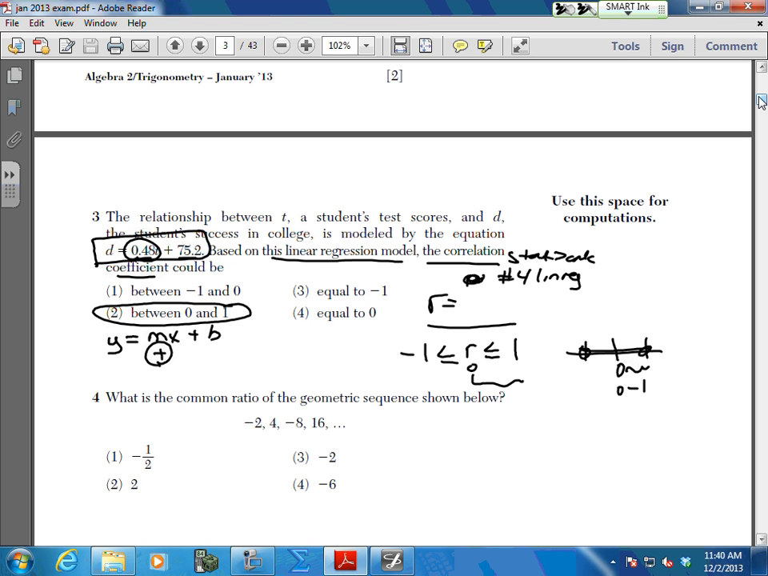In the next one, they're talking about a common ratio of a geometric sequence. Now, that tells you what am I multiplying by to get from here to here, from here to here, from here to here. Plug in the numbers that they gave you, and you will see that your answer is -2. When you multiply -2 times -2, you get 4. 4 times -2, -8. -8 times -2, 16. That's all they were asking for in that.